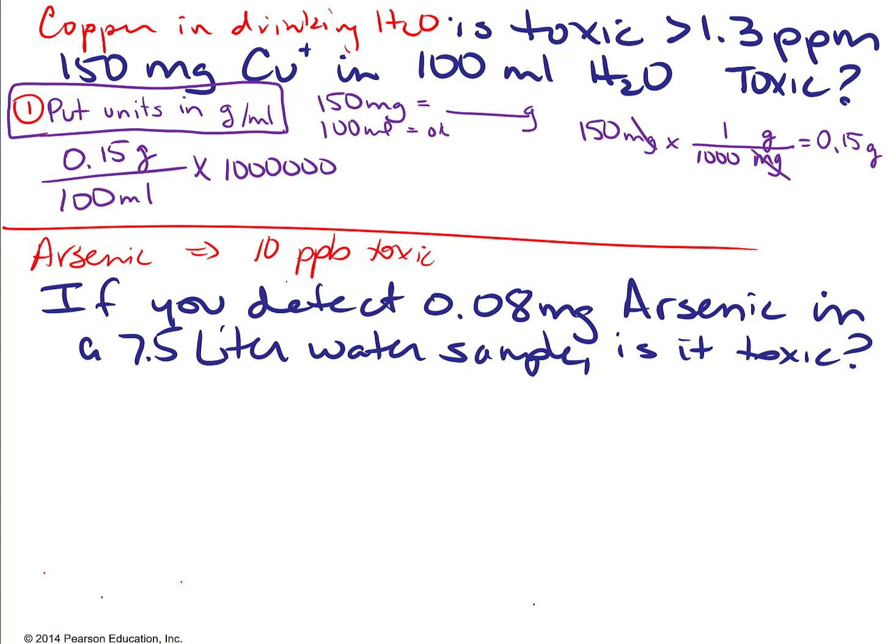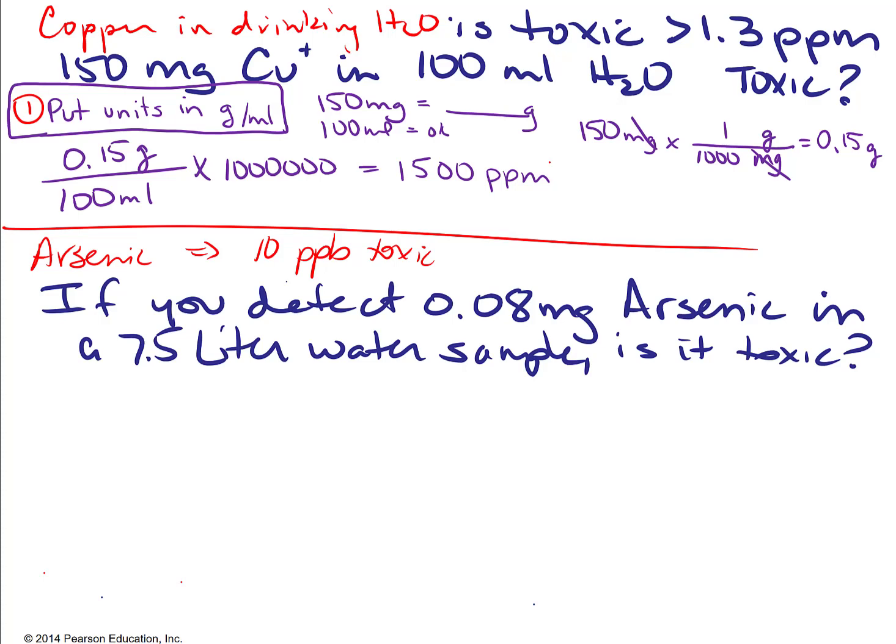Okay, so in this, 0.15 divided by 100, and then times 1, 2, 3, 4, 5, 6. So I got 1,500 parts per million. So it's still really big. So is this toxic? Yes. Like a resounding yes? Like 1,000 times more than what you should actually have?